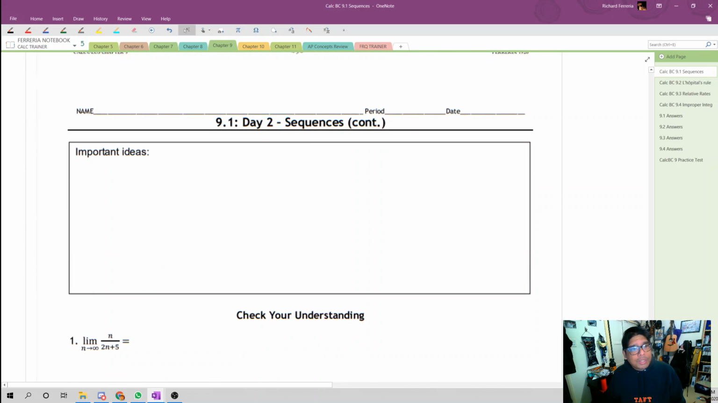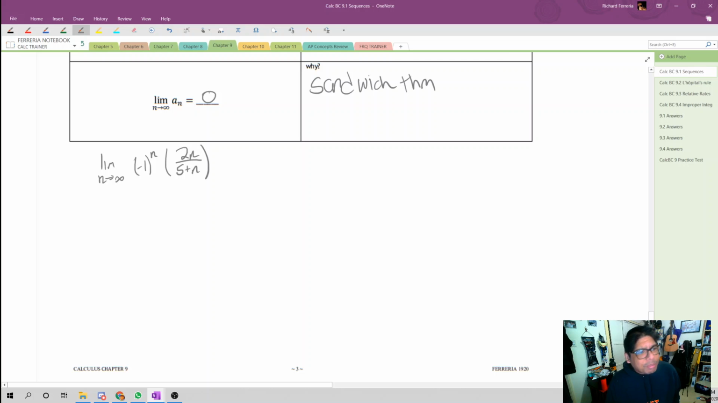And that kind of brings us to our important ideas. Actually, before we get there, let's apply that absolute value theorem. Let's take a look at the limit as n approaches infinity of (-1)^n times 2n over 5 plus n. If I was going to write out the terms of this sequence, I would see that the terms of the sequence are 2 over 6, -4 over 7, 6 over 8, -12 over 9.